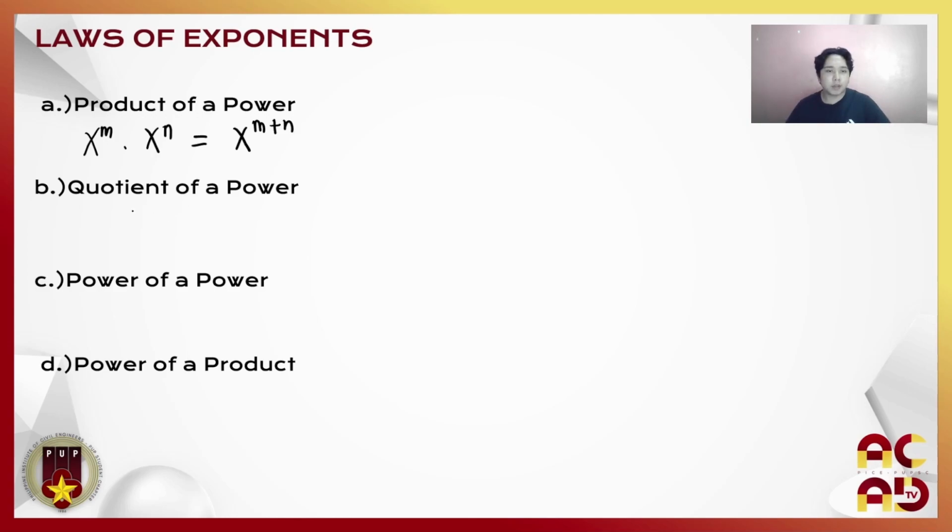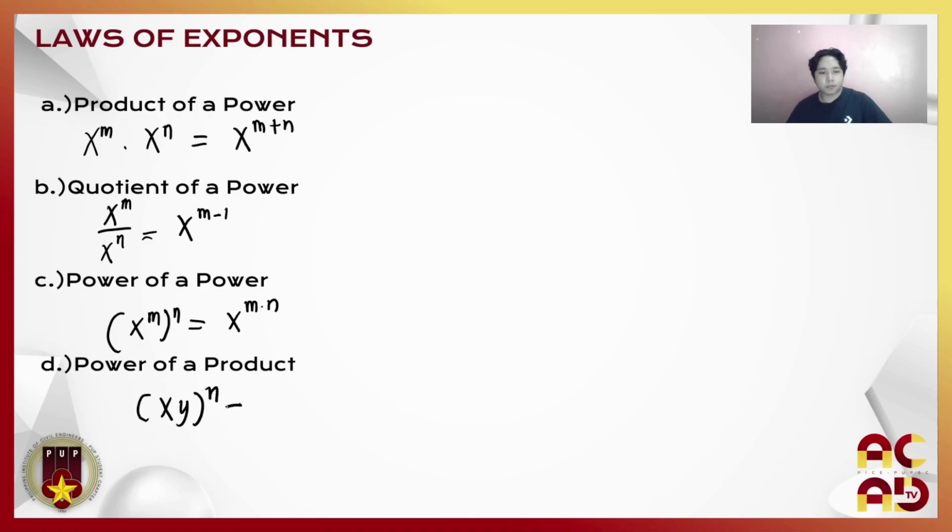Okay, so for the quotient of powers, let's say x raised to m over x raised to n is equal to x raised to m minus n. For the power of a power, we have x raised to m, quantity raised to n, which is equal to x raised to m times n. For the power of a product, let's say we have xy quantity raised to n. This will be x raised to n and y raised to n.